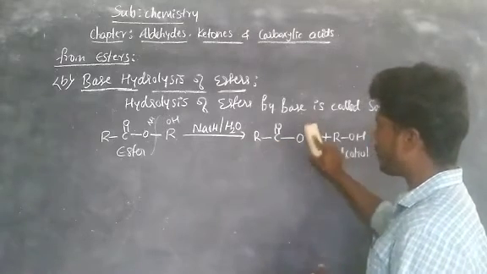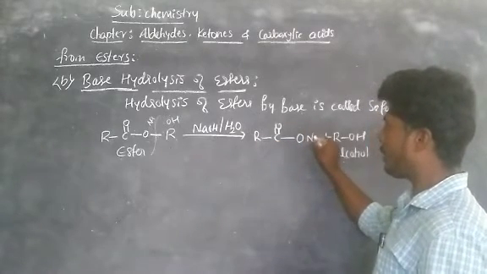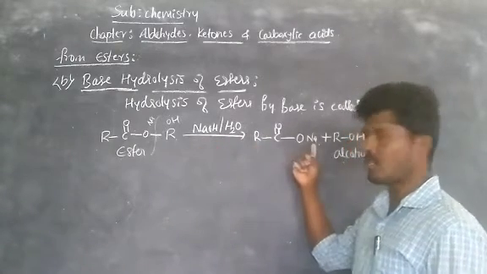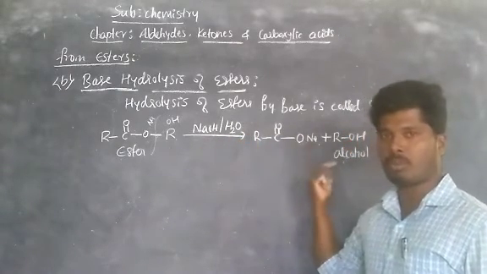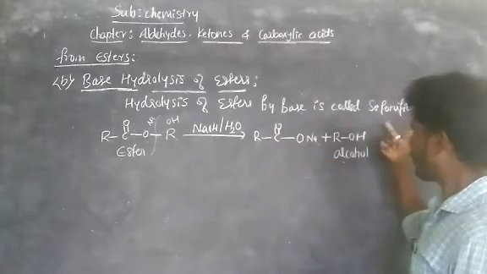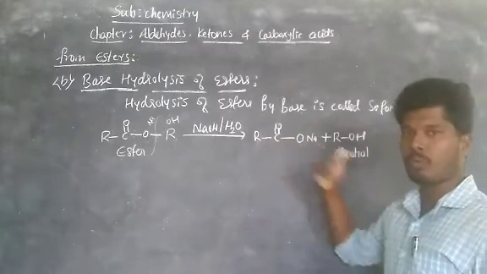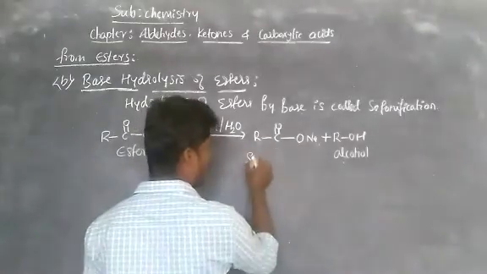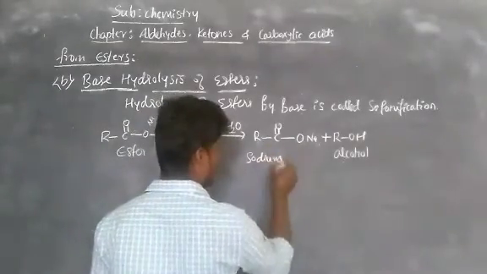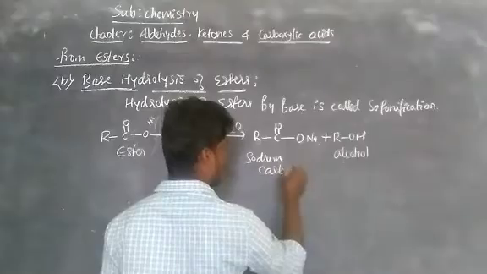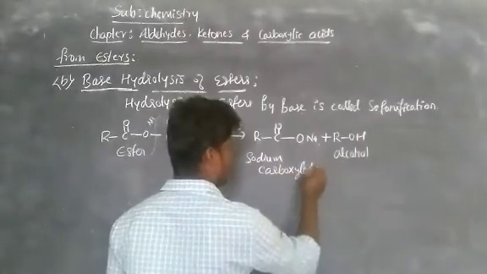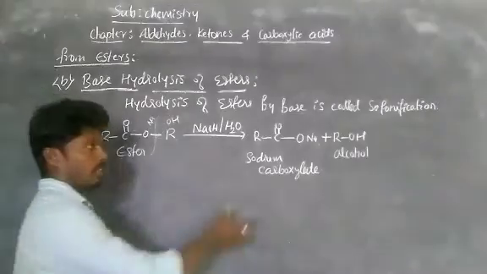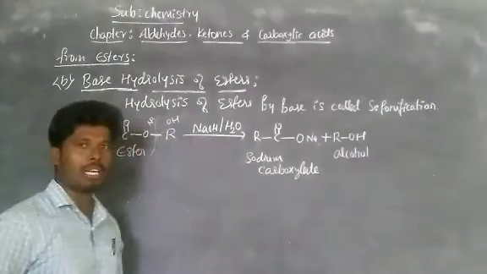Now in base hydrolysis you get a salt. In place of hydrogen there is sodium. If you take potassium hydroxide, you get a potassium salt. If you take calcium, you get calcium salts. This is called saponification, or this is called soap. That is the sodium salt of carboxylate, that is sodium carboxylate.